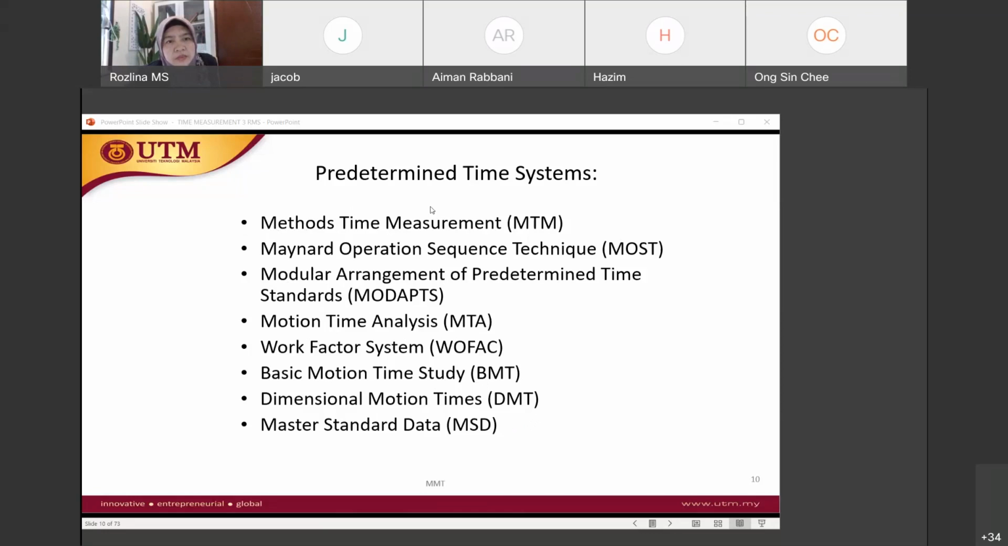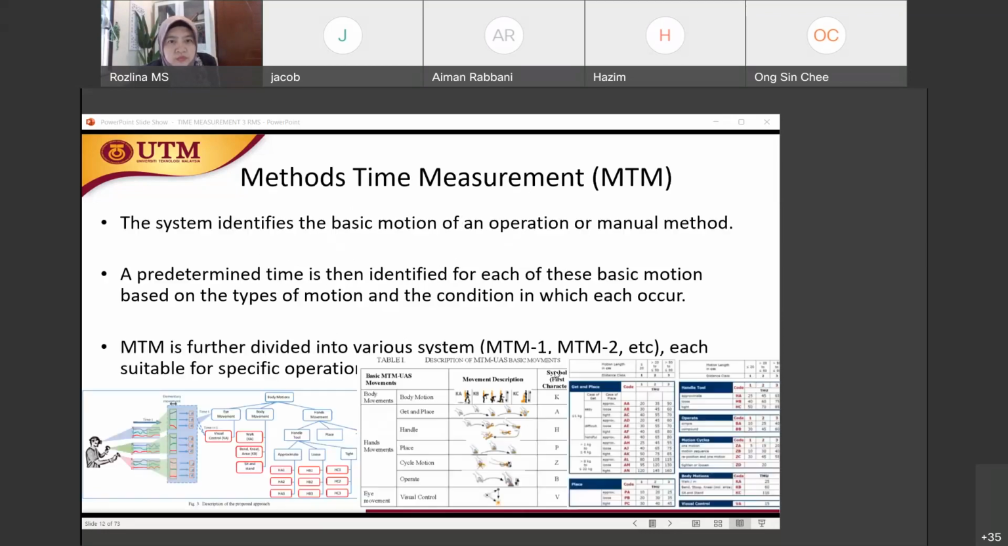MTM, in this case. Predetermined time system is only MTM for our class. The system identifies the basic motion of an operation or manual method. A PTS is then identified for each of these basic motions based on the types of motion and the conditions in which each occurs. MTM is further divided into various systems. MTM has several methods, divided into MTM1, MTM2, 3, and so on, each suitable for a specific operation.